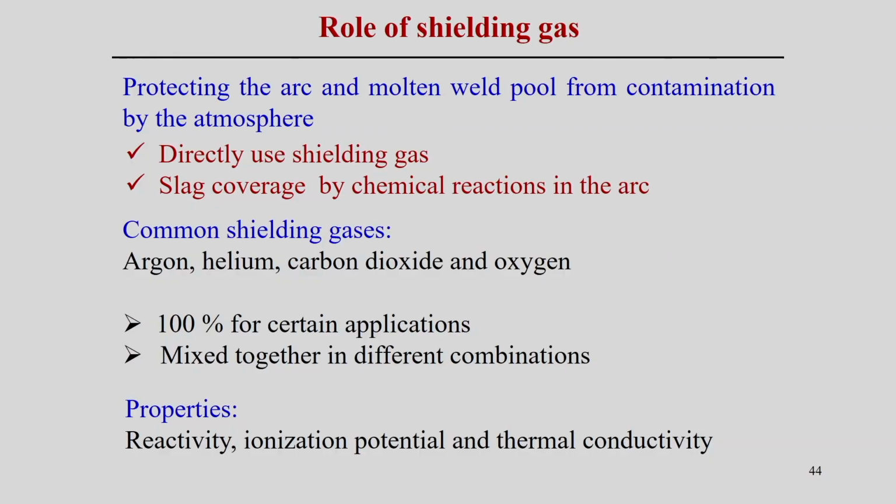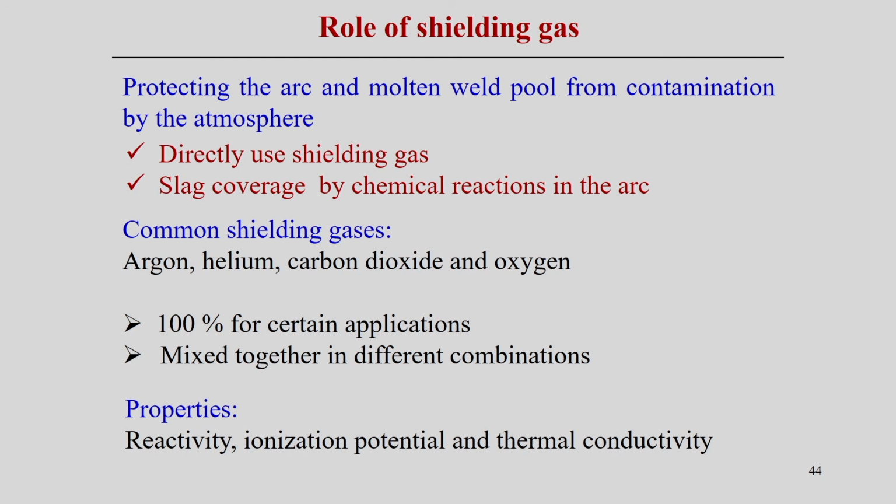Now, shielding gas is definitely also used in the welding process. So, what is the role of the shielding gas? Basically, shielding gas protects the arc and the molten pool from contamination by the outside atmosphere. That is the main purpose of using shielding gas. It can be supplied directly from the torch or nozzle; you can use a coaxial nozzle and pass the shielding gas through the nozzle as well.